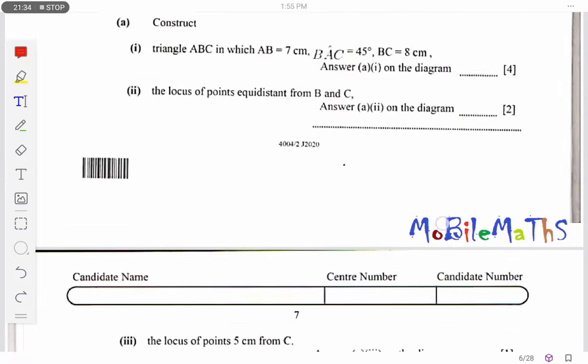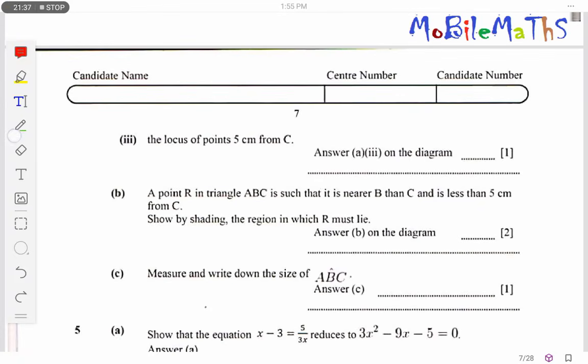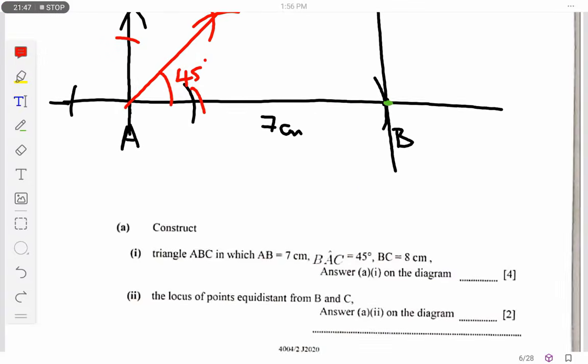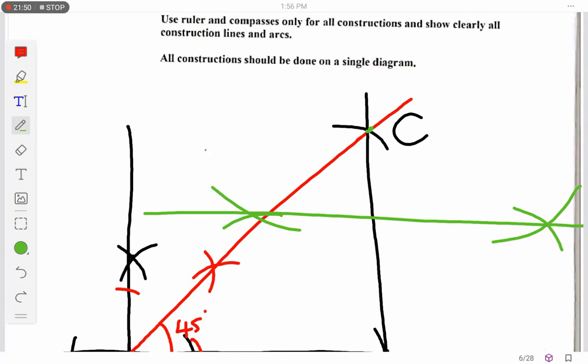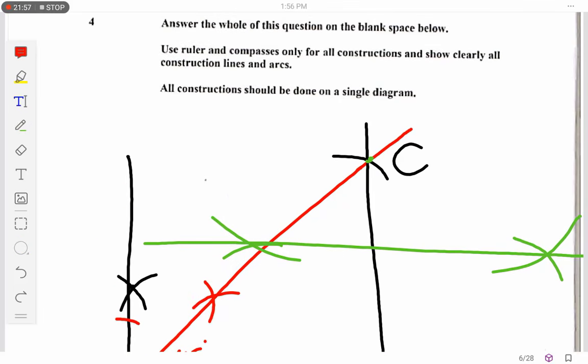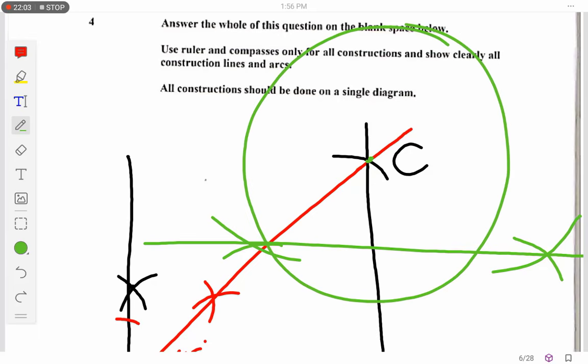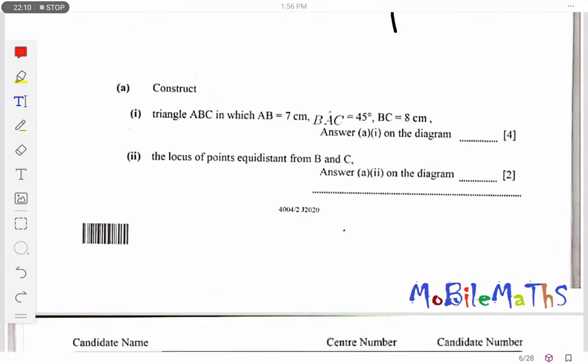The next question is saying the locus of points 5 centimeters from C. Okay, this one is basically a circle with radius 5 centimeters from point C. So we go to point C and you draw a circle of 5 centimeters there. Okay, so let's draw the circle. Drawing the circle is going to be something like this. Okay, so the radius here should be 5 centimeters. Okay, let's go on to the other question.